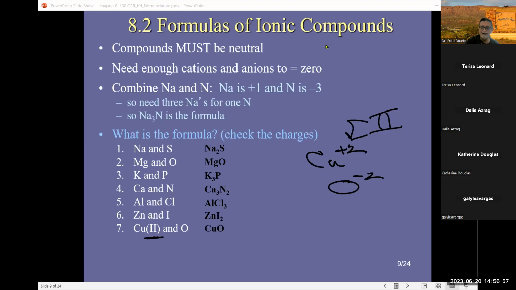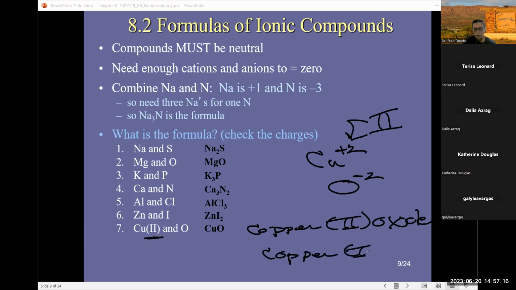Now, if we were to name this compound, then definitely we would use the Roman numerals. It would be copper, Roman numeral 2, oxide. Okay, as compared to copper, Roman numeral 1, oxide. 2 different metals, 2 different properties. The metal 1 is an oxidation state of +2. The other example will be a +1. Okay.